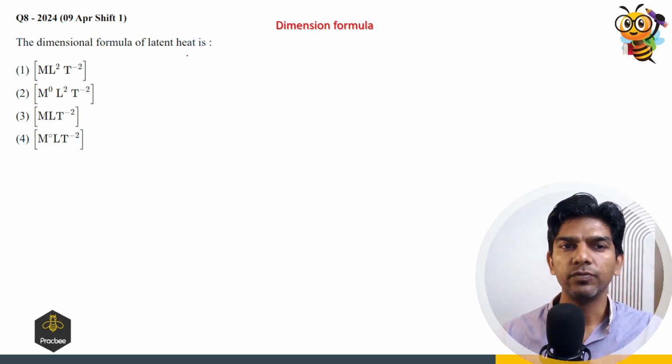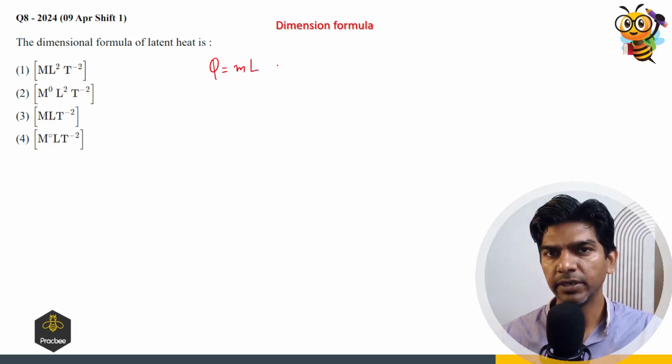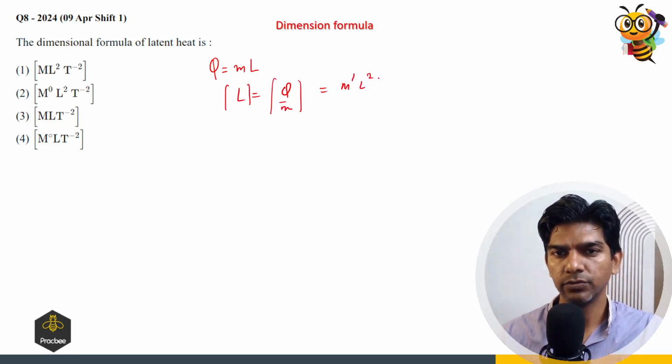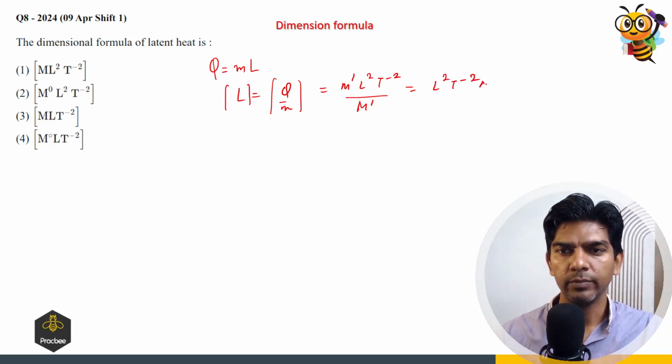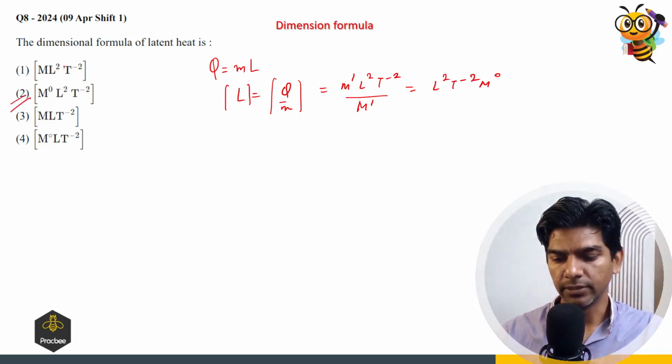The dimensional formula of latent heat. We know that latent heat can be obtained by this formula: Q is equal to m times L, where Q is the heat, m is the mass, and L is the latent heat. So L will be Q by m. If you take the dimension on both sides, Q will be M raised to power 1, L raised to power 2, T raised to power minus 2. Mass is M raised to power 1, so that will be L raised to power 2, T raised to power minus 2, or M raised to power 0. So it will be L squared T to the minus 2, so option 2 is the right answer.